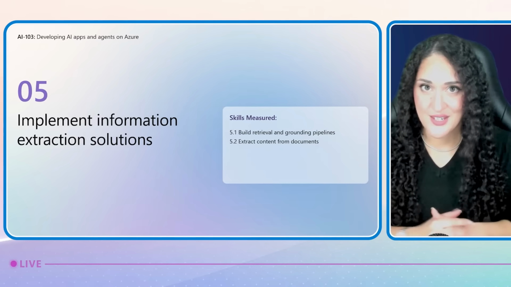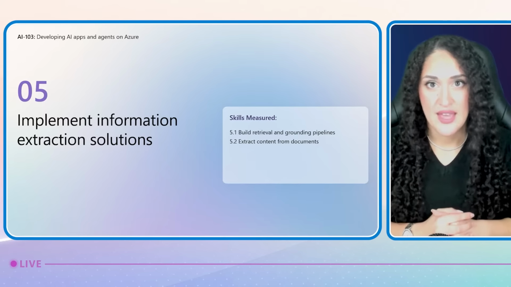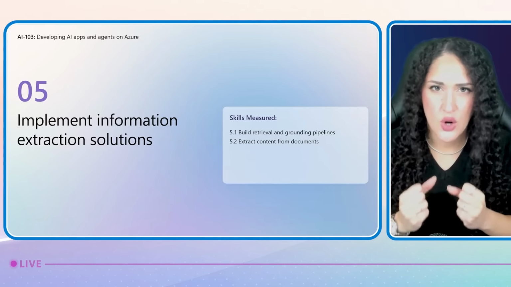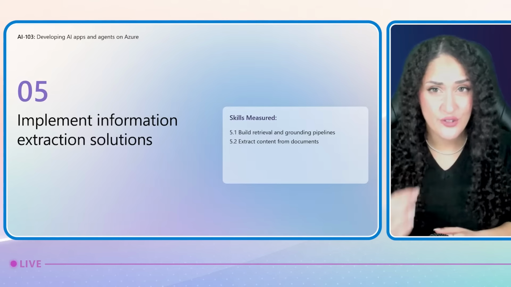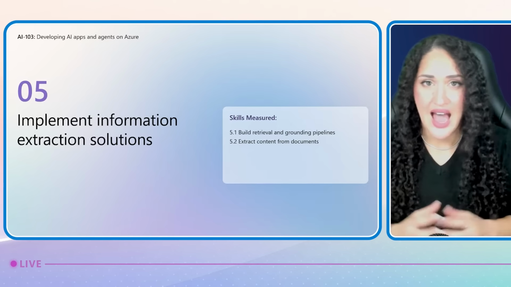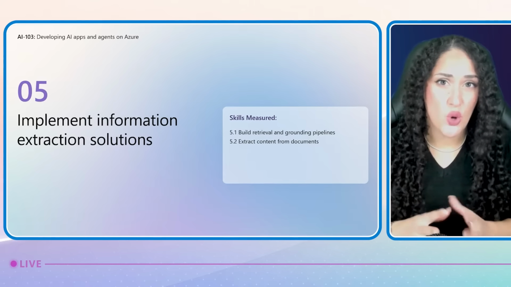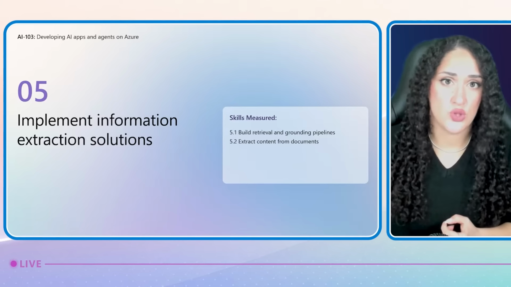Last but not least, Domain 5 covers information extraction solutions, specifically building retrieval and grounding pipelines and extracting content from documents. It is 10 to 15% of the exam. Azure AI Search is important and very dominant here, so make sure you know it very well. But don't overlook document content extraction solutions either.